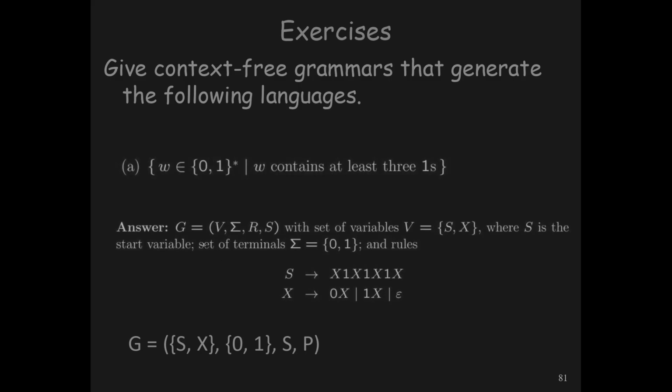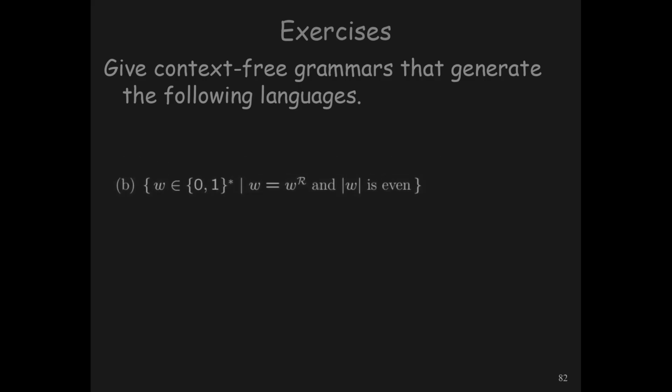Now, if you write down the formal definition of this grammar, V, the set of variables, is S and X, okay? Sigma, which is the set of symbols, or the alphabet, or the set of terminals, if you will, is 0 and 1. S is the starting symbol, which is in V, and P is the set of productions, these, and this and these, right? So that's four rules.